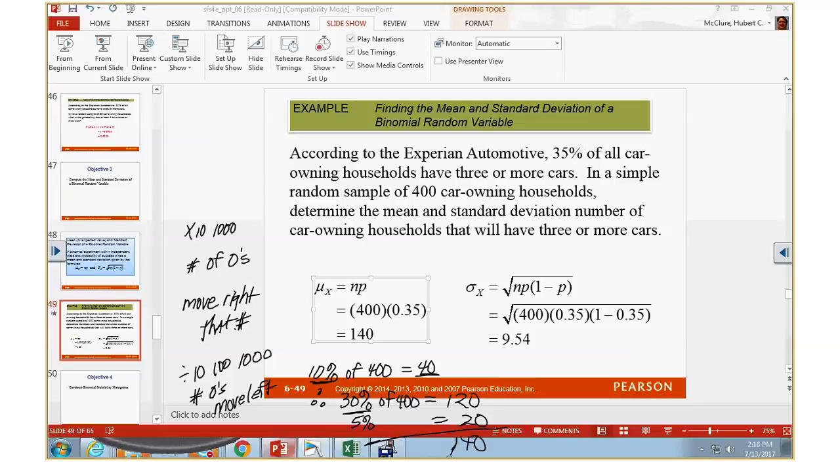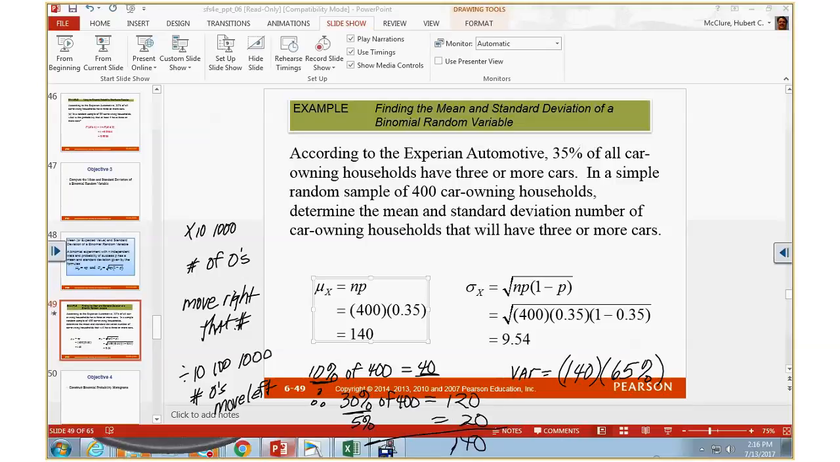All right. So I'm just gonna figure the variance first. Here we go. NP. Wait a minute. NP is right here. We said it was what? 140. So we already done half the math right there. Times Q. Well, Q is, what is 35%? That's P. So Q is what? 65%.